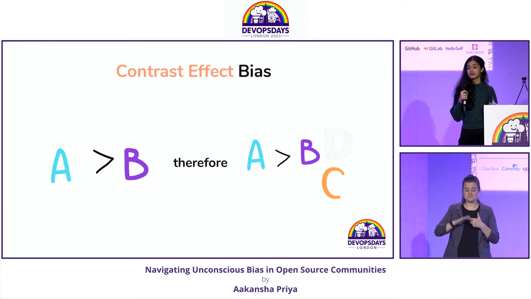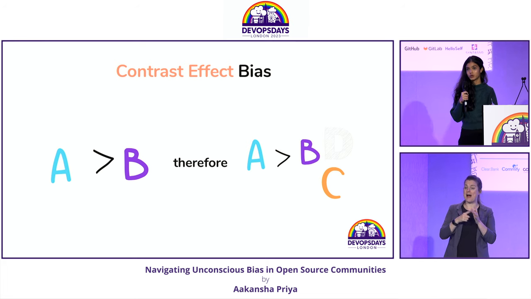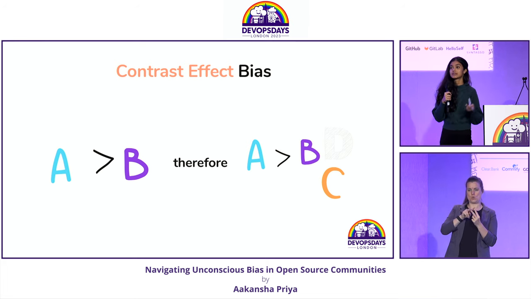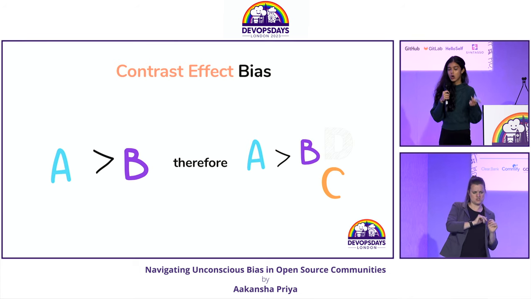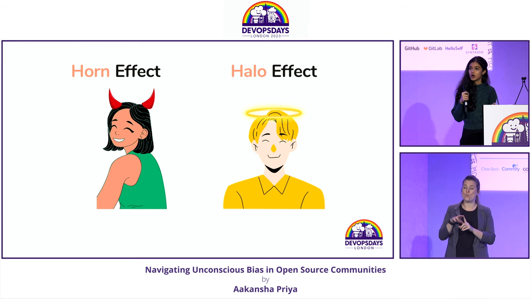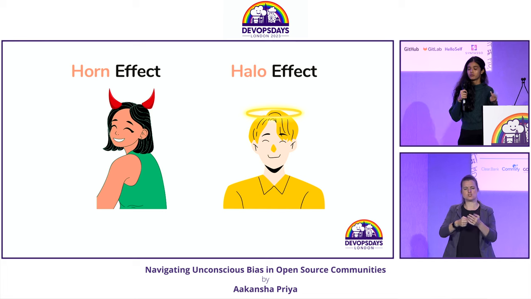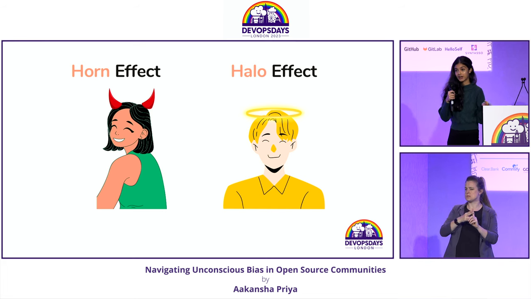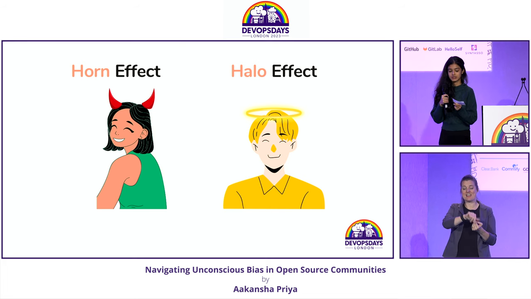Then the contrast effect is where you are comparing two or more things which you came in contact with, either simultaneously or one after another. Then we have the horn effect. It's a cognitive bias where you make a snap judgment about someone on the basis of one negative trait that you latched on to. And the halo effect is just the opposite of the same.